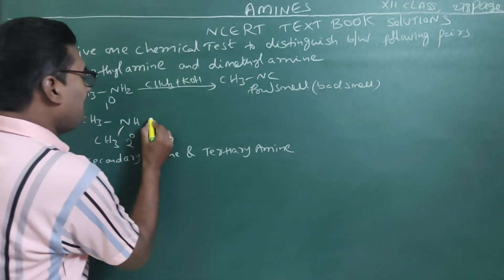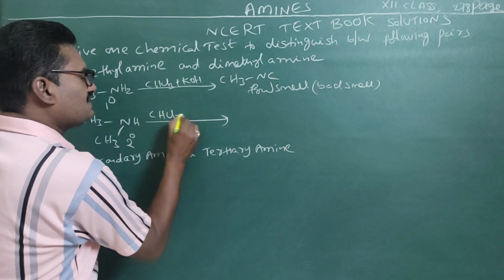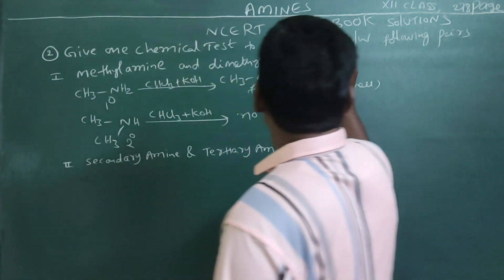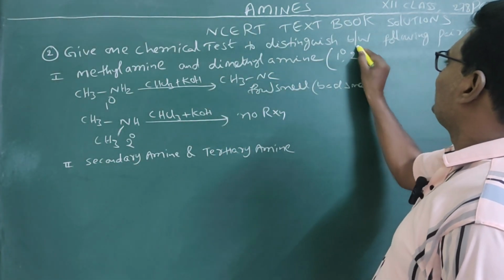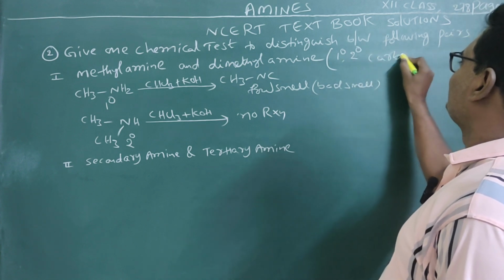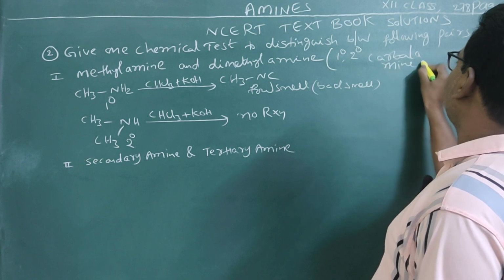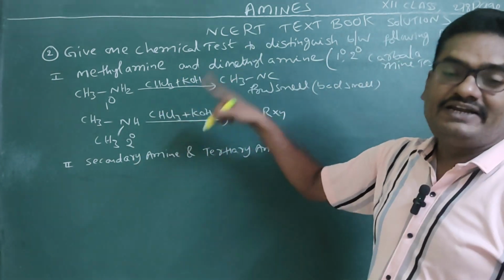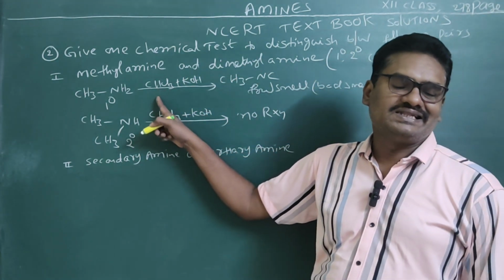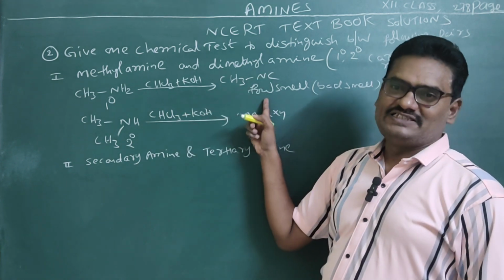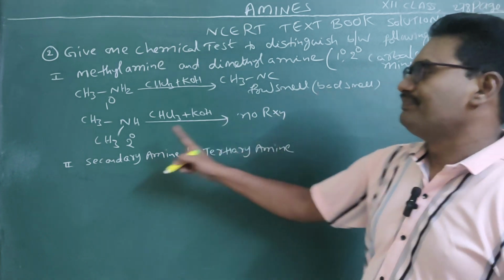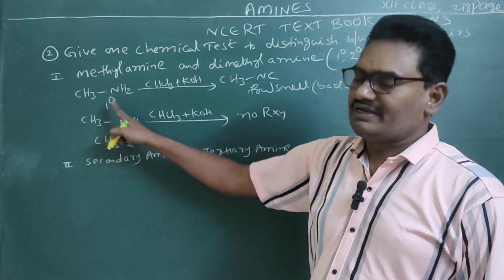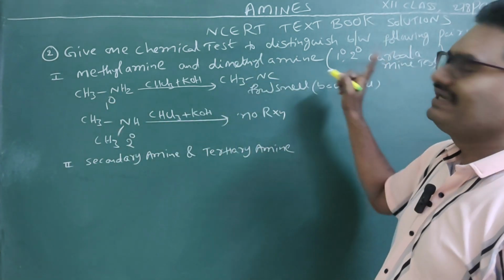By adding CHCl3 plus KOH to the secondary amine, there is no reaction. So primary and secondary amines are identified by the carbylamine test. By adding CHCl3 and KOH to the primary amine, methyl isocyanide is formed, which has a foul smell. With the secondary amine, there is no reaction. So aliphatic primary amine and secondary amine are identified by the carbylamine test.